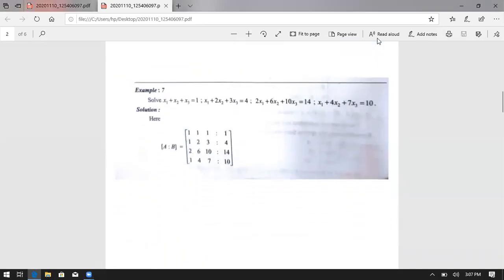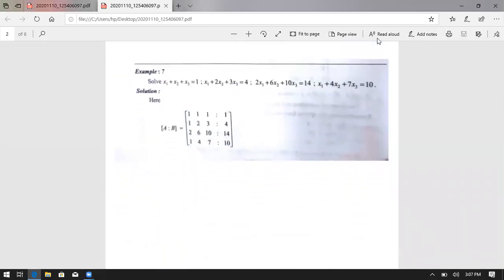This is the 7th example. See here, your question is: solve x1 plus x2 plus x3 is equal to 1, then x1 plus 2x2 plus 3x3 is equal to 4, then 2x1 plus 6x2 plus 10x3 is equal to 14. Next the fourth one, here 4 equations are there: x1 plus 4x2 plus 7x3 is equal to 10.